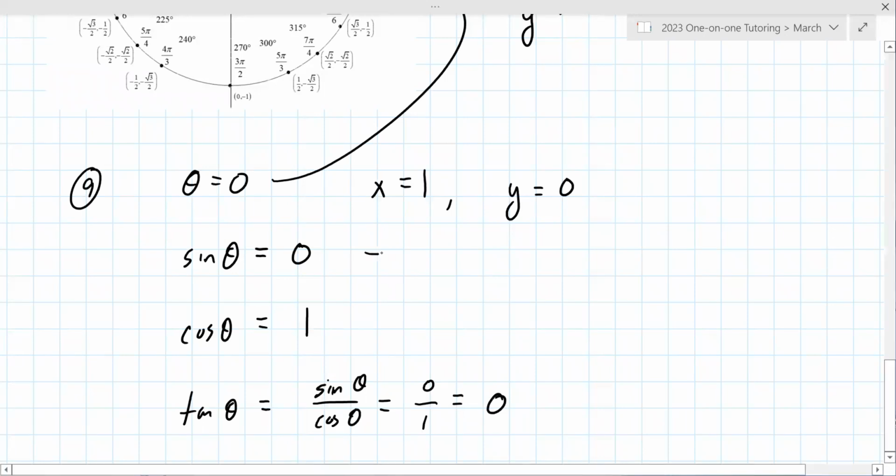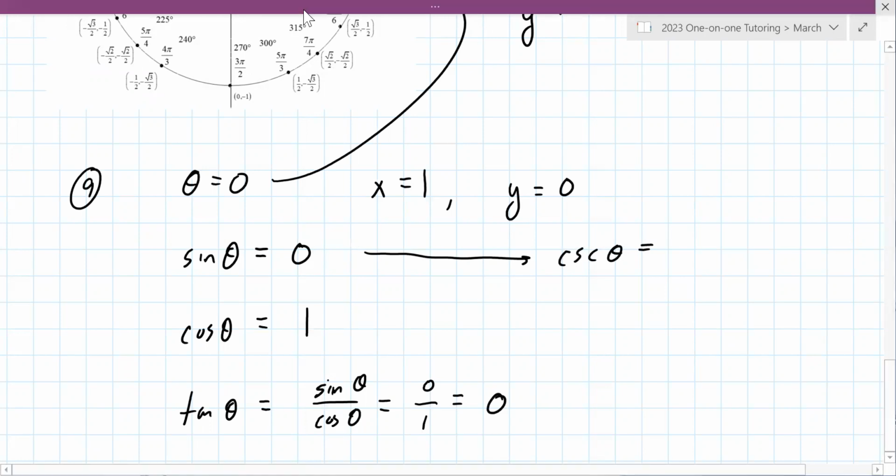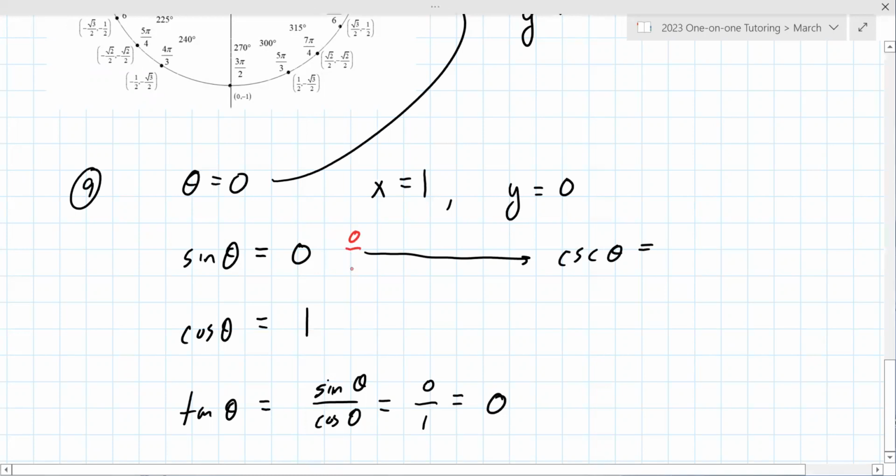Yes, and we're about to see that here with cosecant theta, because you can really think of an intermediate thing here: with sine, it's really like 0 over 1. So when you flip it, it's 1 over 0, which is undefined.